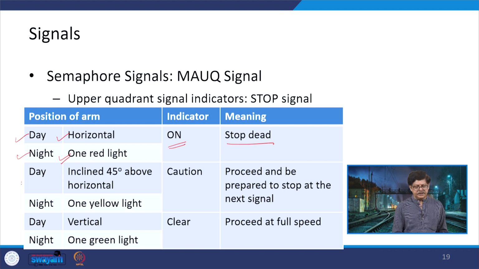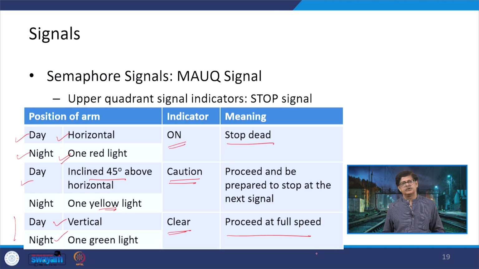The other case is that in the daytime, if it is inclined at 45° above the horizontal, or in the night time one yellow light is being shown, then that defines a caution. It means you proceed, but with restricted speed and be prepared to stop at the next signal. And the third condition is that in the day it is vertical and in the night one green light is being shown. Then that means it is clear, it is an off position of the arm, and it indicates that you can proceed with full speed.